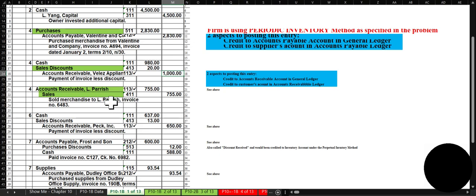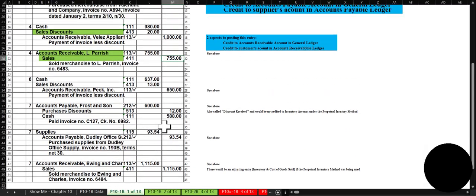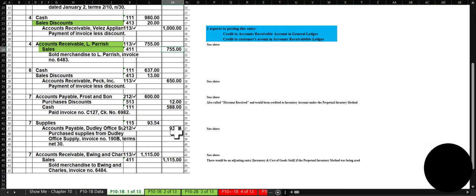Here is another transaction. This involves a sale. Because they are using the periodic, we do not have any adjusting entry that we need to make. We simply debit accounts receivable in the general ledger as well as in the account for this customer. We debit 755 and sales would be credited for 755. So again, you can go through each of these and see what the transaction was and why it was recorded the way it is.